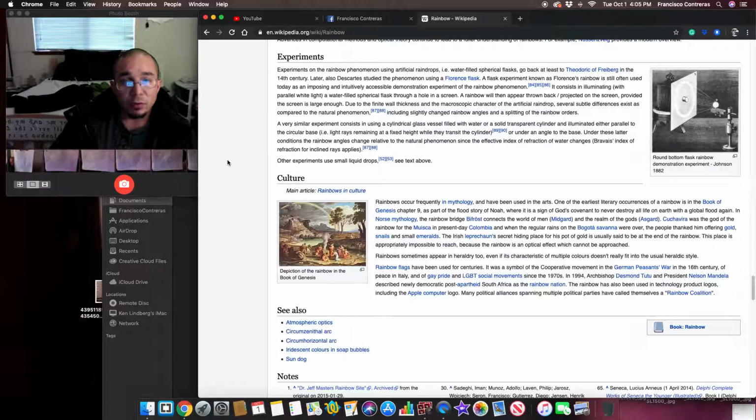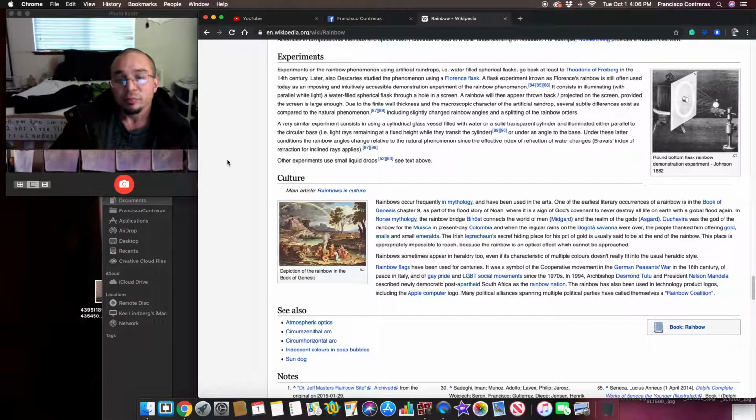cylindrical glass vessel filled with water, or a solid transparent cylinder, and illuminated either parallel to the circular base, for example with light rays remaining at a fixed height while they transit the cylinder, or under an angle to the base. Under these latter conditions, the rainbow angles change relative to the natural phenomenon, since the effective index of refraction of water changes. Bravais' index of refraction for inclined rays applies. Other experiments use small liquid drops.